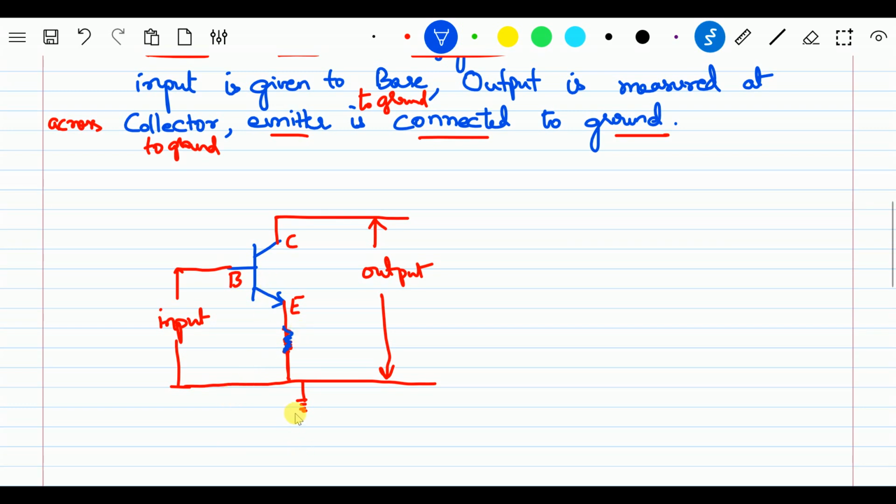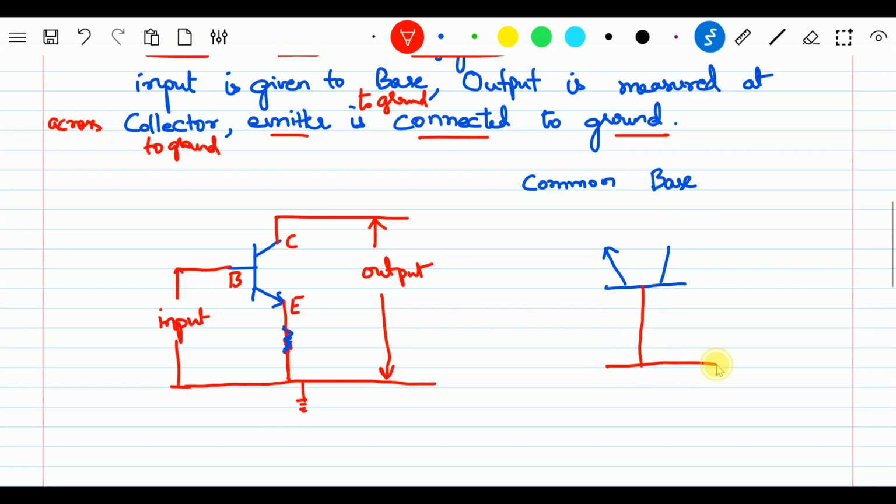Now, if I say common base, I think you should now realize, just as the emitter is connected to ground in common emitter, in common base the base is connected to ground, the input is given to the emitter, and the output is measured across the collector. So I am going to write the common base configuration diagram directly. The transistor can be drawn this way: input is given to the emitter, output is measured across the collector.